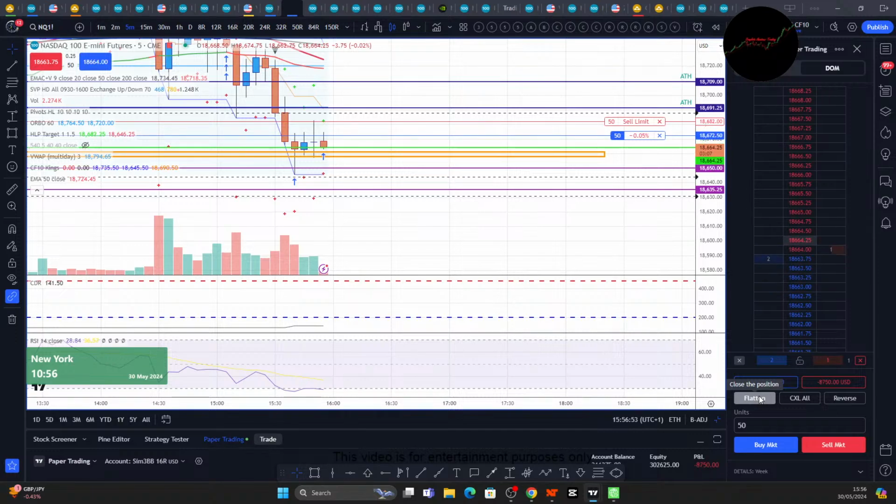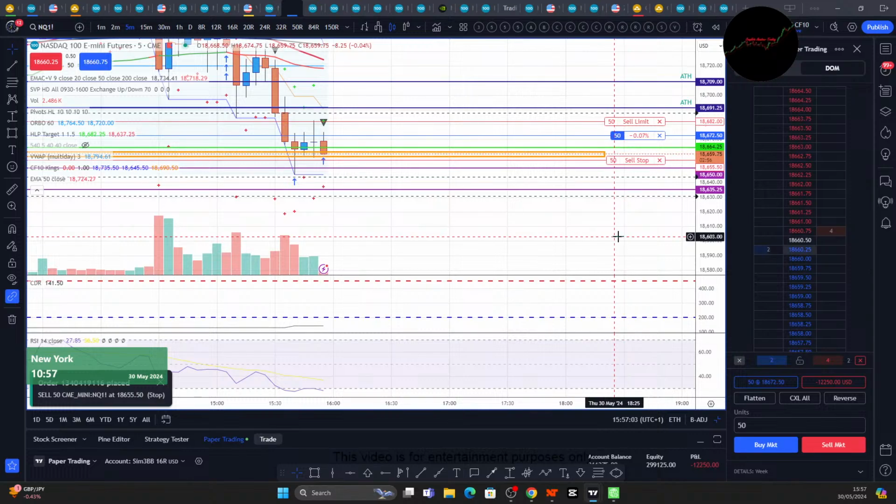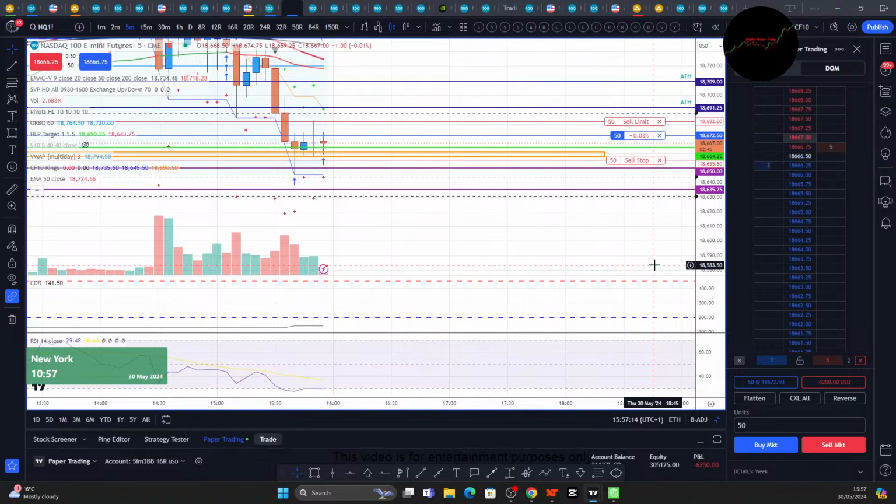I'm gonna flatten this if we break these lows here. Stop. Looks like it. Risk reward looks terrible now. So we've got the 58 and I've got 55 as a stop.